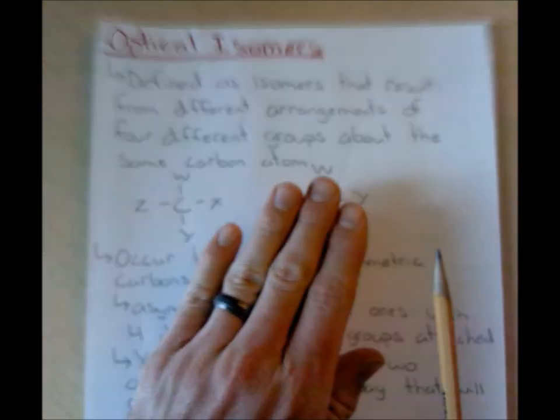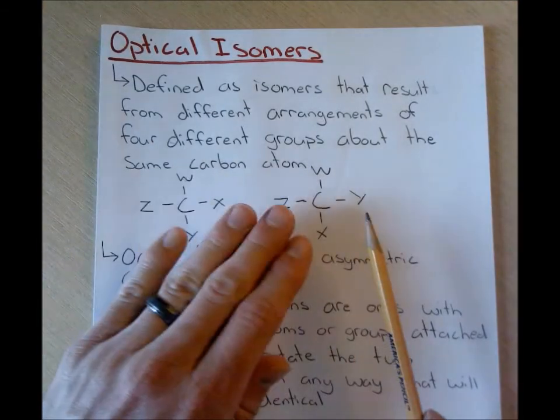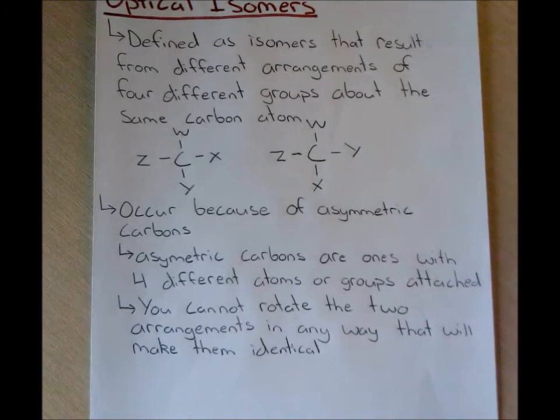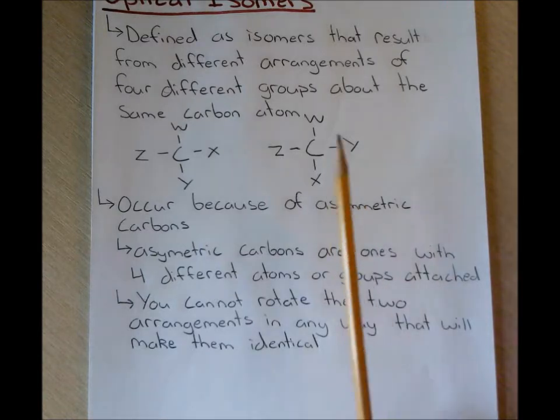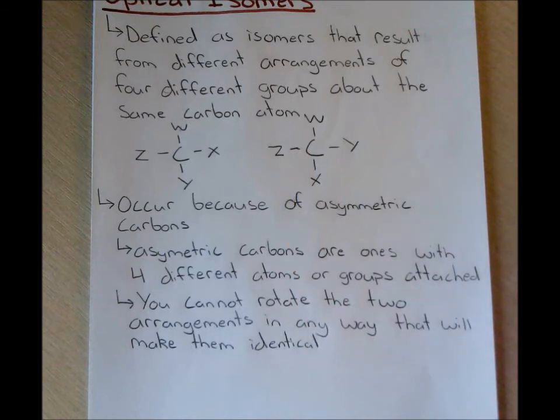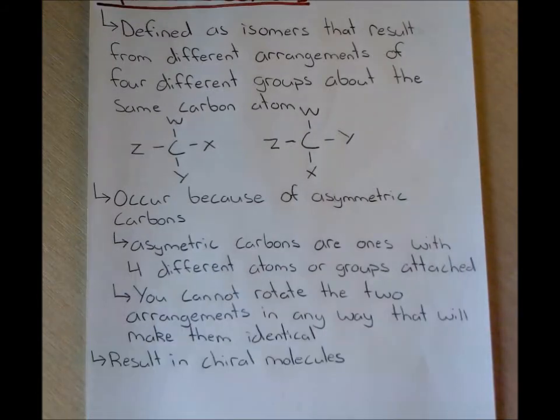Hey, because there's 4 different attachments, it's really hard to flip, rotate, and exactly match this left one to this right one. So our final thing to talk about with optical isomers is that, because these carbons have 4 different attachments, they result in chiral molecules. Chiral molecules are a unique form of an optical isomer. What chiral molecules are, they are molecules that are mirror images of each other.